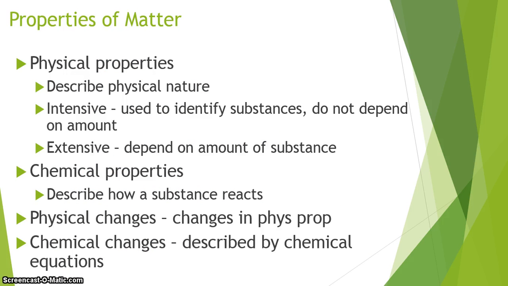Properties of matter can be described by physical and chemical properties. Physical properties are going to describe the physical nature of a substance. And we have two types, intensive and extensive, and we'll talk a little bit more about those in a minute. Chemical properties talk about the reactivity of a substance, and then we can also describe the changes in matter as either physical or chemical. So let's look at those in a little bit more detail.